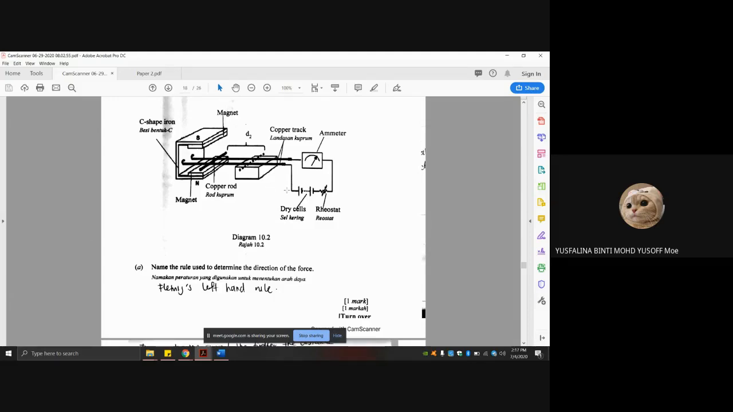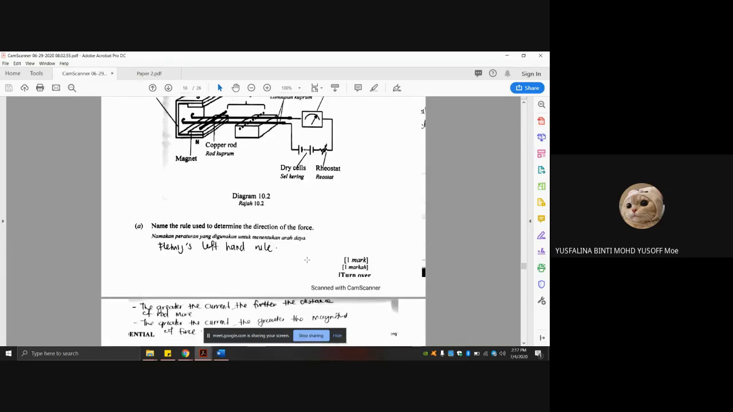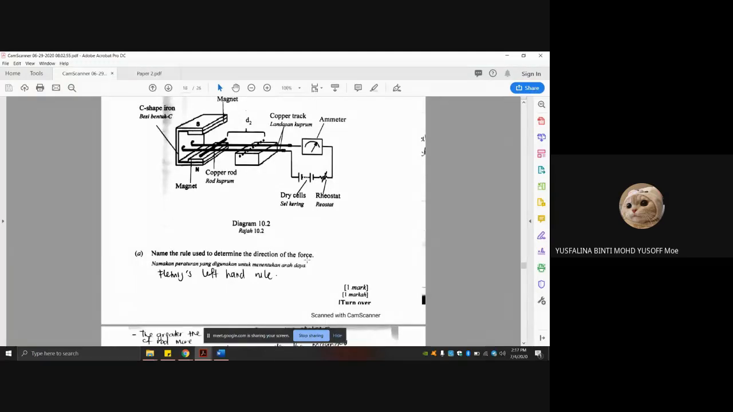This one is Fleming's left hand rule because it has a battery. If it has a battery, then left hand rule. If there is no battery and they use a galvanometer, that one is Fleming's right hand rule. You have to know the difference: see whether they have a battery or whether they use a galvanometer. Battery means left hand rule; no battery and a galvanometer means right hand rule.